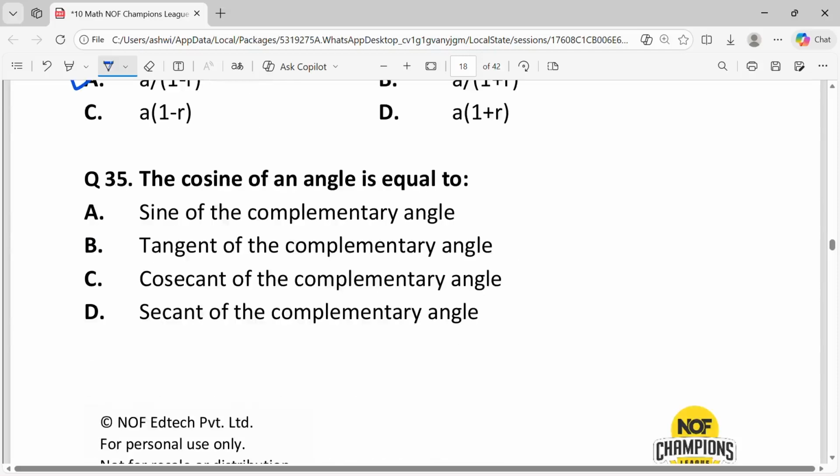Question 35. The cosine of an angle is equal to the sine of the complementary angle. In trigonometry, an angle and its complementary angle add up to 90 degrees. The relationship between cosine of an angle theta and the sine of its complementary angle is given by cos theta is equal to sine 90 minus theta.